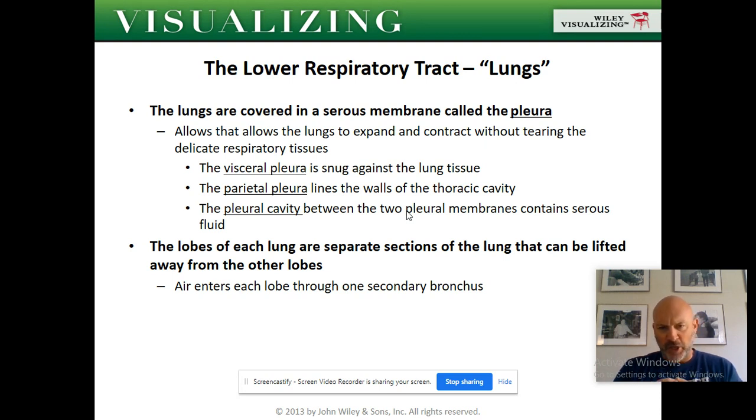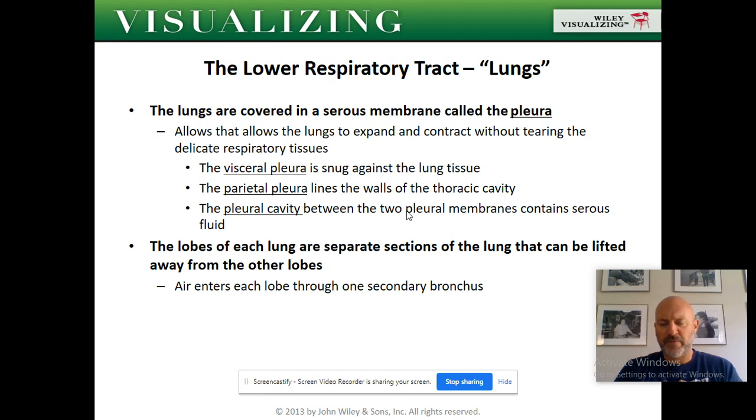When we're looking at the lungs, we have a membrane that surrounds the lungs, right up snug against the tissue of the lungs. That's called the visceral pleural membrane. And then lining the walls behind it, the walls of the thoracic cavity, we have the parietal pleura. But that creates a space between the two that we refer to as the pleural cavity. And it's in that space that we see fluids, the pleural fluids.